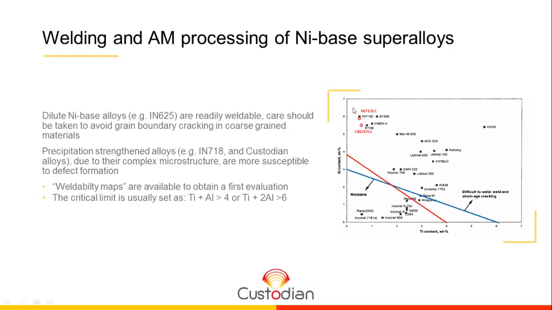We can use such kind of diagrams, such kind of maps. They call them weldability maps because they come from welding science. They show that when we move in terms of aluminum content and titanium content, when we move to the upper right corner of this diagram, we move into a critical region. And actually, with our alloy, we are in a critical region. So we expect to have some troubles.